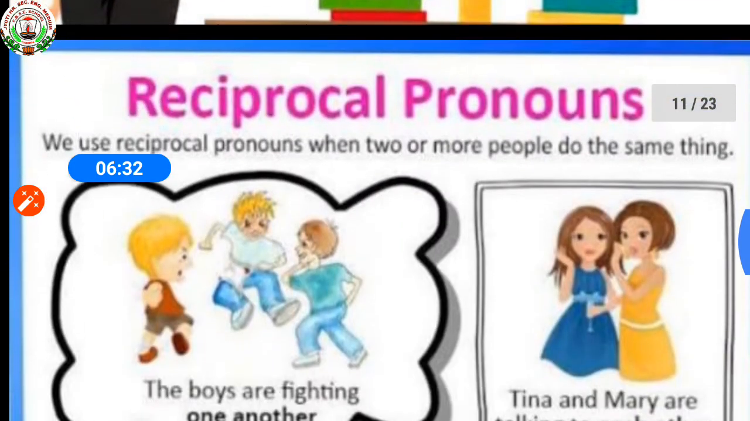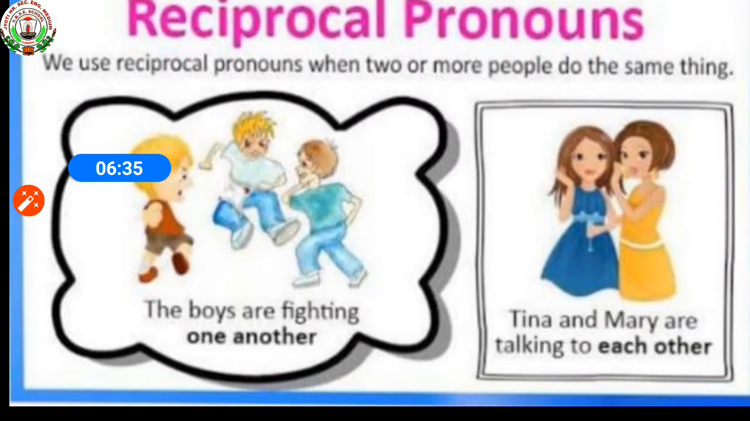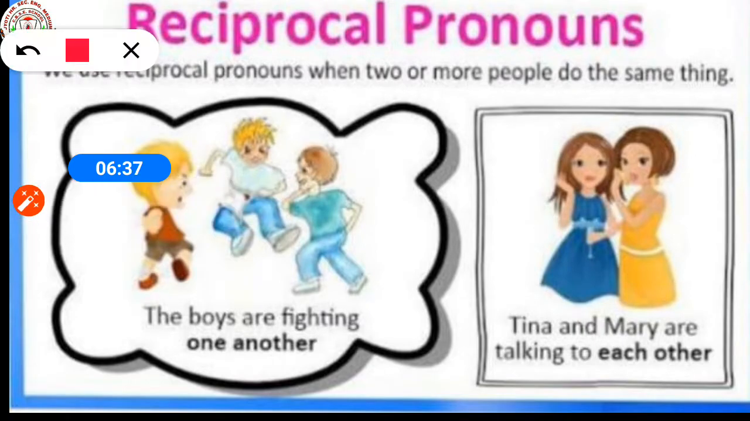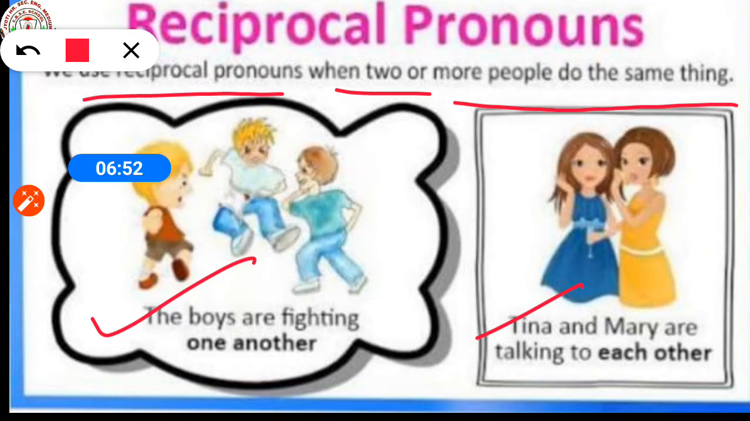You can see some more examples. The boys are fighting one another. Tina and Mary are talking to each other. So here we use reciprocal pronouns when two or more people do the same thing. Here both the boys are fighting. Here Tina and Mary are talking with each other. Means when two or more people do the same thing, we use reciprocal pronouns.